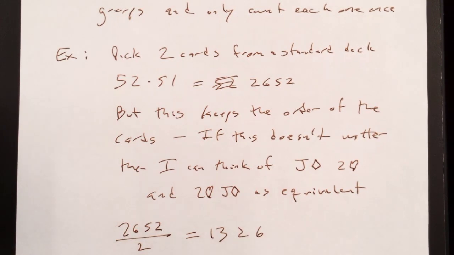And there are really only 1326 distinct options if I consider them as equivalent to one another.